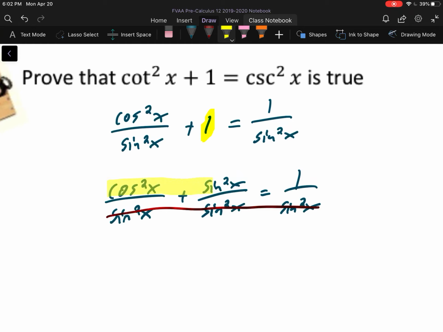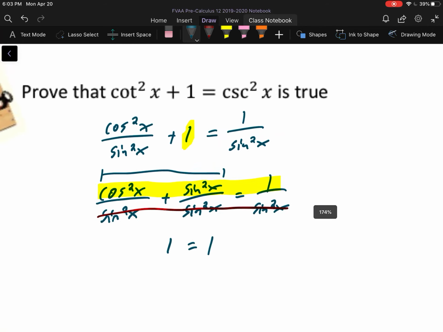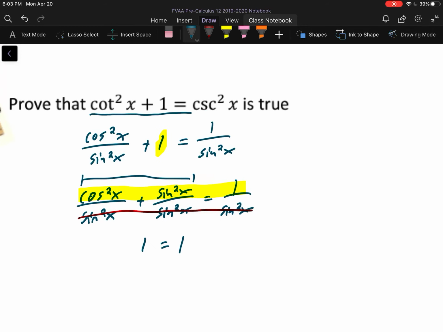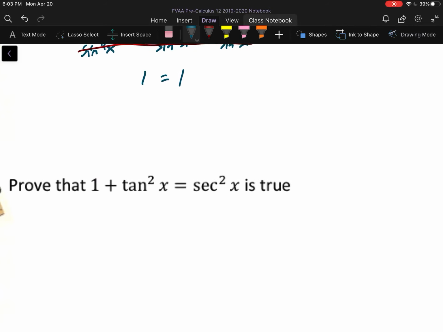And what you end up with here is the Pythagorean identity. And because you were able to show the Pythagorean identity here, you know that this side of the equation is equal to 1, right? So you have 1 is equal to 1 in the end is what you end up with. All right? So that would be your proof for this equation here. Okay? Let's try another one here.